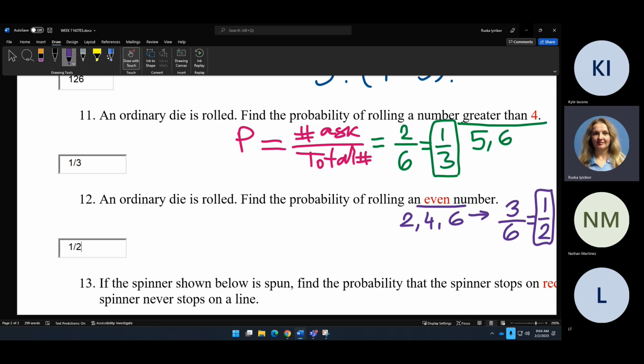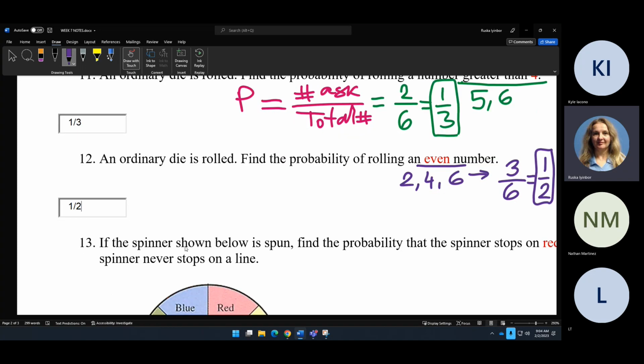How many even? There are 3 even. The total number is 6 in a die. Any questions? Yes. Depending on how they word the question, do you always have to simplify? You always simplify for WebAssign, and you always leave it as a fraction. Whatever they consider, like a die, like 6, that's what that number is. Any questions? No? Everybody get that?